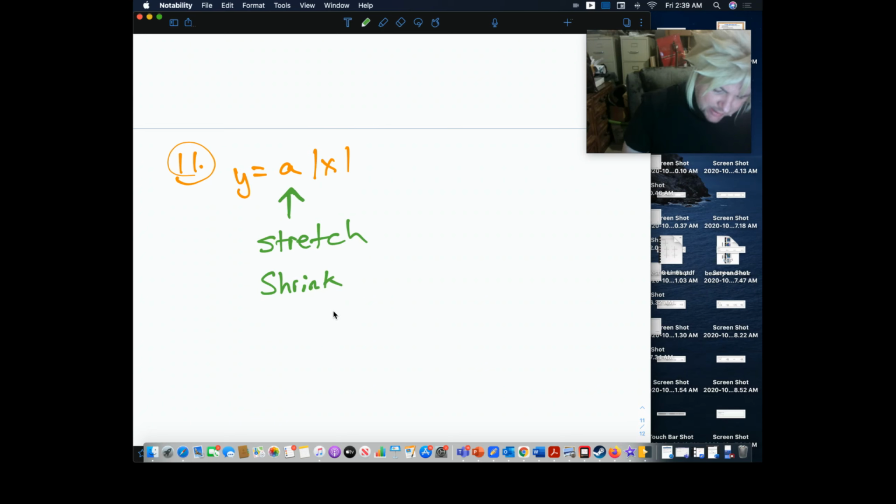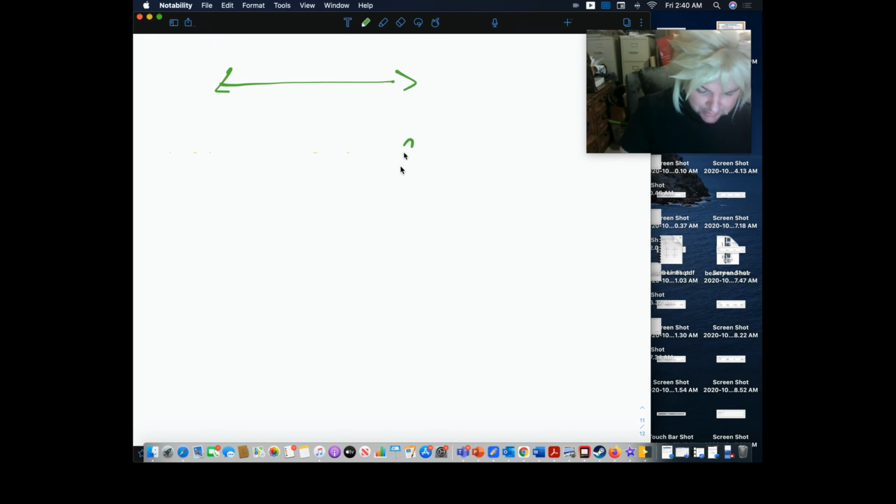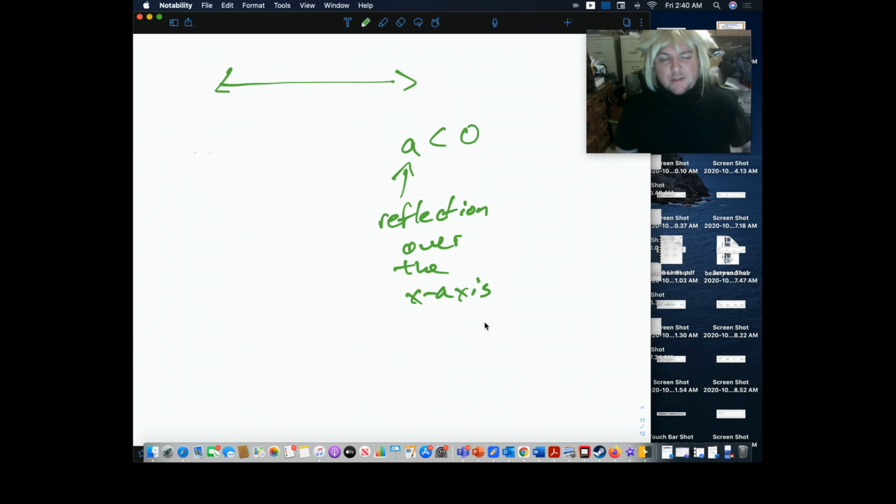So what we can say is, the absolute value of a is greater than 1, it's a stretch. Absolute value of a is less than 1, it's a shrink. Now keep in mind, when we say absolute value, we're not talking about if it's negative, it becomes positive. And if it's 0, then it's just a straight line. If a is negative, the way we say that is if a is less than 0, this becomes a reflection over the x-axis. There is no such thing as reflection over the y-axis for what we're doing. Keeping it simple, we're only doing reflection over the x-axis.